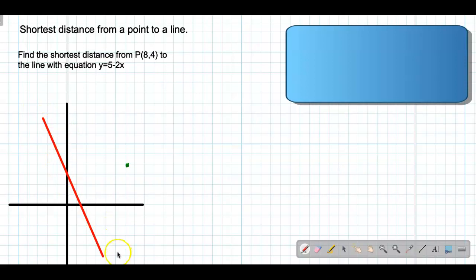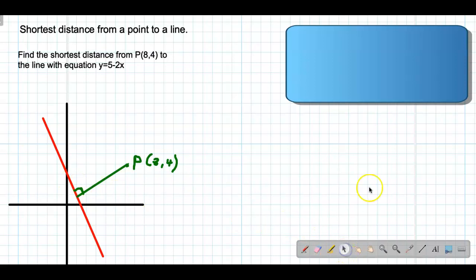So here's my straight line. Here's my point, which is at P, which is 8, 4. And the shortest distance is always directly to the line in a straight line, and it always makes a 90-degree angle, which is really handy because it means that the gradient of this green line is always perpendicular, or -1 over the reciprocal of the red line.